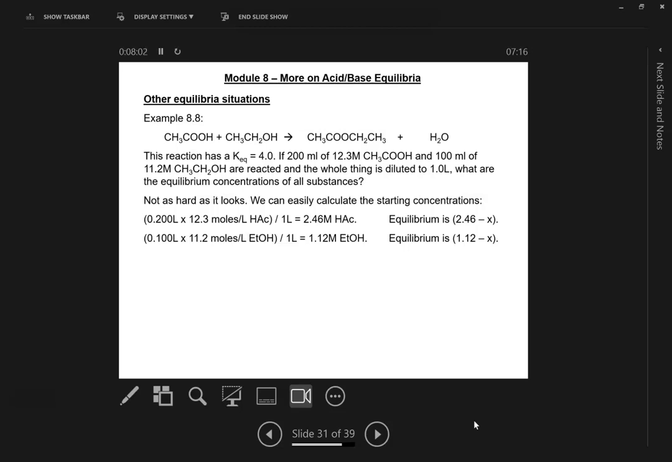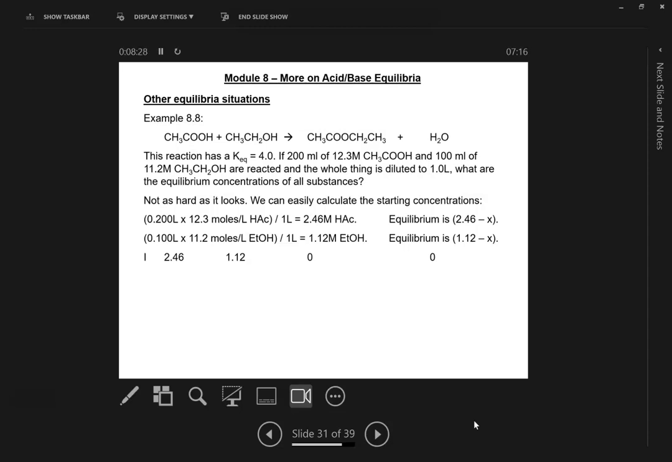I can take my volume, 0.1 liter, multiplied by molarity, and divide the whole thing by a liter to see how much I've got. I've got 1.12 molar EtOH, ethanol. And my equilibrium concentration, therefore, is going to be 1.12 minus X. Can I write an equilibrium expression? Sure, we know how to do that.